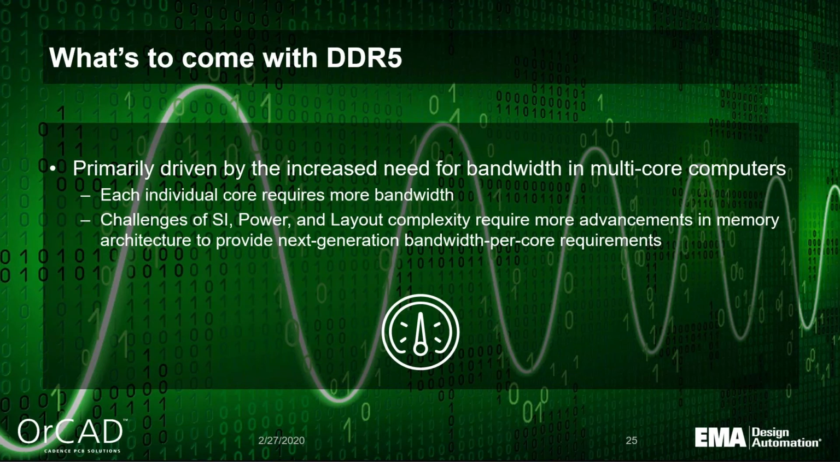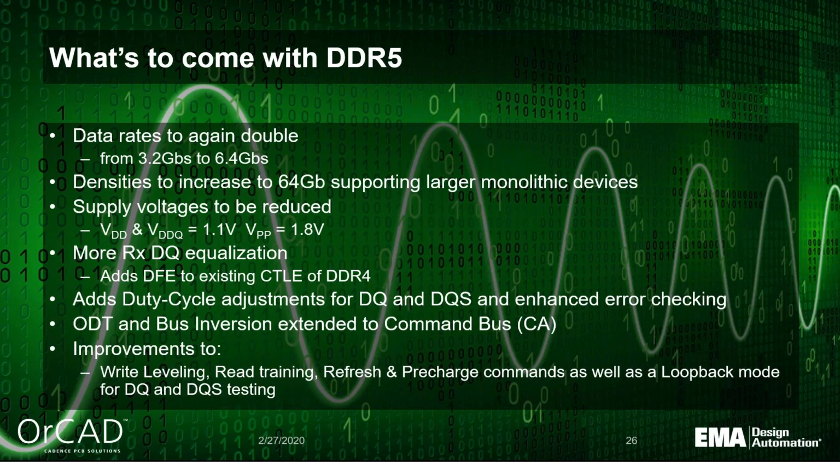So they're looking at DDR5 now for speed improvements, as well as power reduction again. Same themes: faster, bigger, and less power. Some of the changes in DDR5 obviously are the faster speeds. You're going to again see a doubling of the data rate. Densities again will be increased up to 64 gig is what the plans are now. Supply voltage will be reduced down to 1.1 volts, as opposed to 1.2 in DDR4.